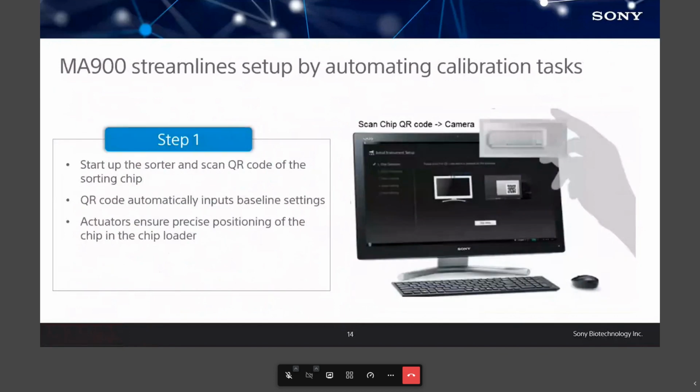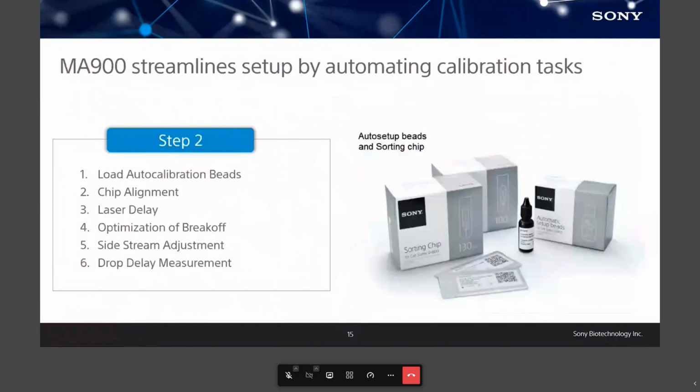Okay, so like we just discussed, step one: start up the sorter and scan the QR code of the sorting chip. The QR code will automatically input the baseline settings, and then the actuators will ensure precise positioning of the chip in the chip loader. Step two will be loading a tube of auto calibration beads. This is what is going to enable the automation of all of these different tasks. And that will look something like this.